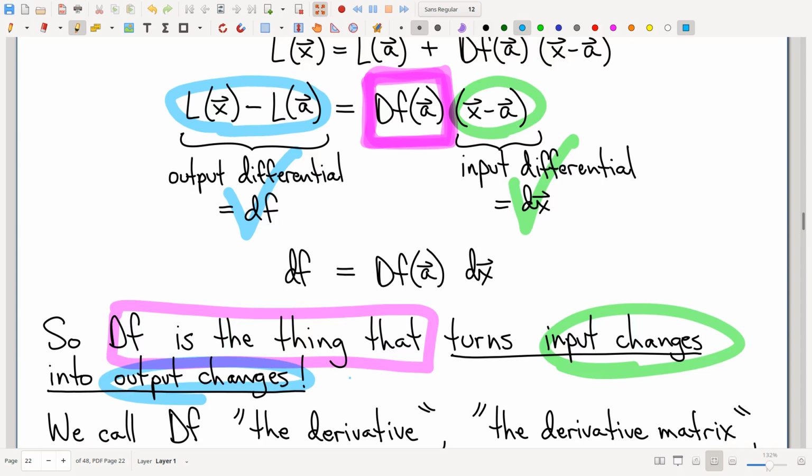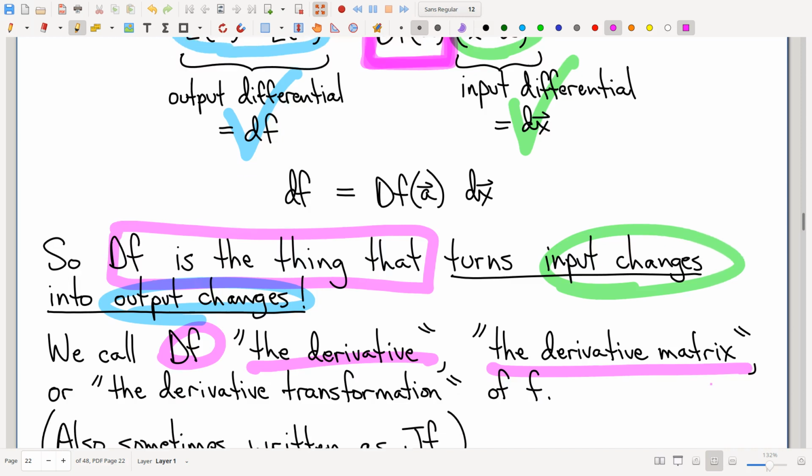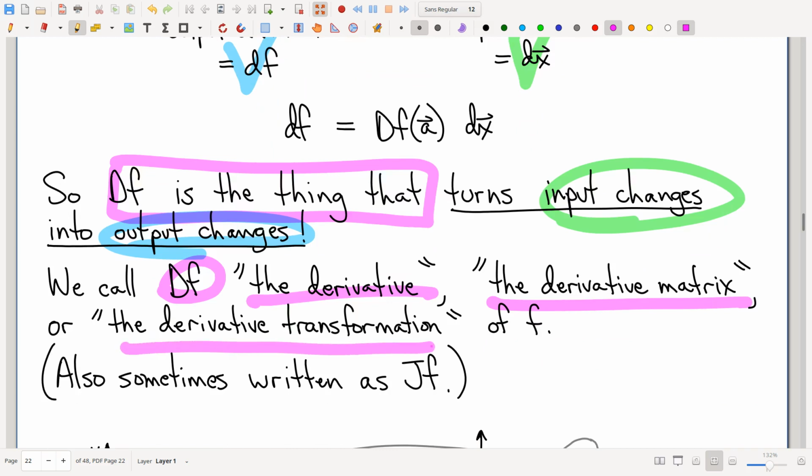And you may recall the very first thing that we said about derivatives at the very start of section 2.3, I guess it is, that's what derivatives are. Derivatives are relationships between input changes and output changes. And df does it. So because of this equation right here, this thing df, we call the derivative. Or if you want to be more explicit, it's the derivative matrix, just as a reminder to your listener that, of course, it's a matrix. Or if you'd prefer, you can call it the derivative transformation because it's a linear transformation. Take your pick. Any of these are fine.